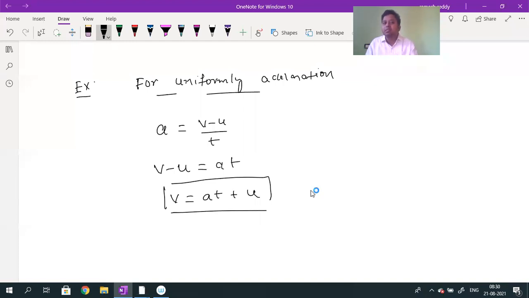Using this equation, I want to plot the graph between velocity and time, the v-t graph. When v is equal to a t, the graph is a straight line passing through the origin. But here it is not v equal to a t, it is v equal to a t plus u. This equation is of the standard form. What is the standard form of the straight line equation? Y is equal to mx plus c. Both are of the same form. On the y-axis, what did I take? Velocity. On the x-axis? Time. What will the slope of the graph give you? Acceleration.